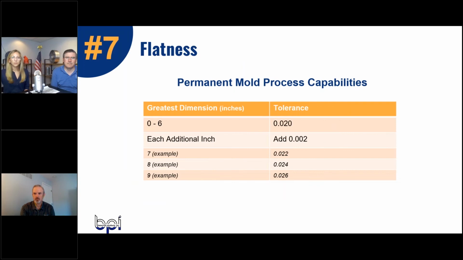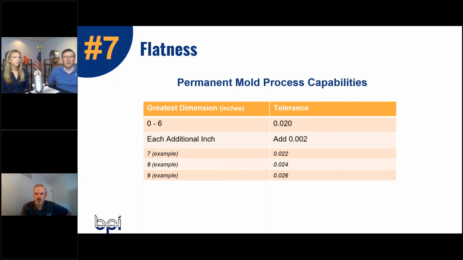Flatness. So I assume that every part has a flatness spec. So how do you check it for permanent mold? Well, flatness is defined as the variation between two parallel planes. Okay. So this is the variation that can be expected in a permanent mold casting. Now, the good news is that the tolerances for permanent mold castings all across the board are really tight compared to many other casting processes.